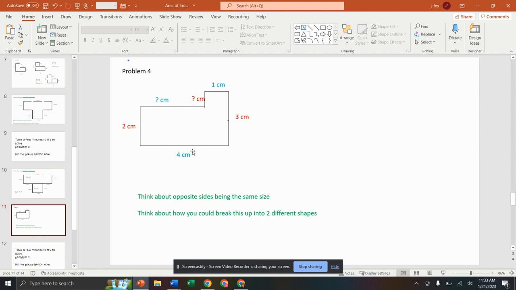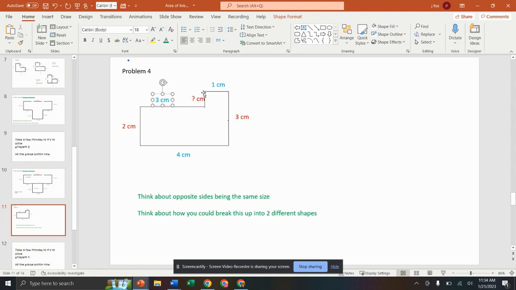So again, if we think about, okay, this is obviously a rectangle, the opposite sides have to be the same size. So let's think about that first, because we have some missing lengths. We have this piece is missing and this piece is missing. So here's a solid line, that's 4 centimeters. So my other blue has to equal 4. So if this is 1 centimeter, then this has to be what?